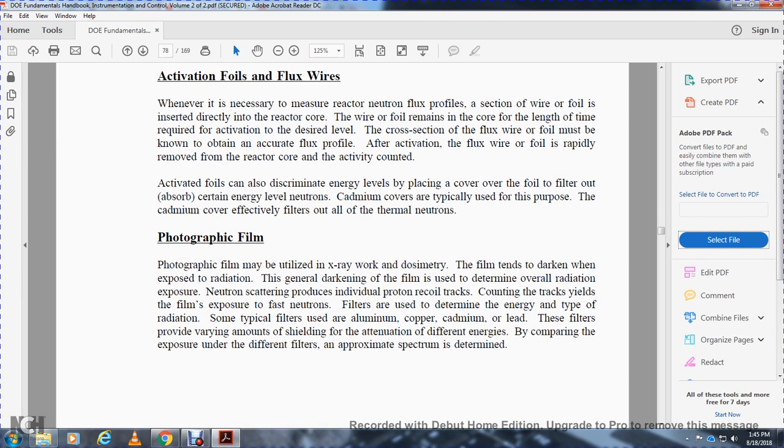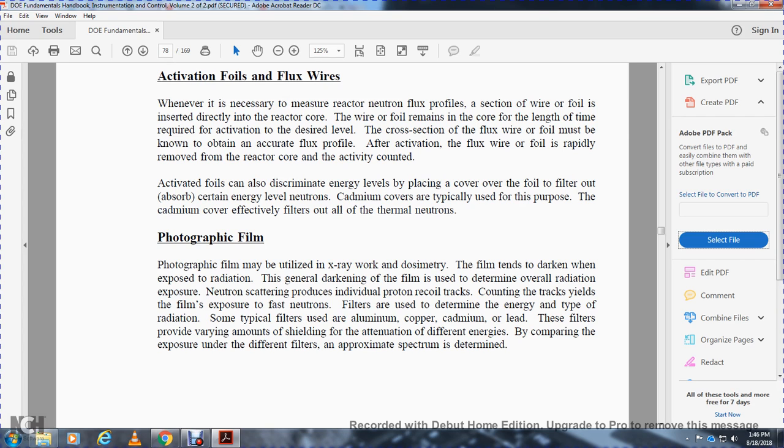All right, photographic film. Photographic film may be utilized as a dosimeter, like X-ray film, which darkens when exposed to radiation. The general darkening of the film is used to determine overall radiation exposure. Neutron scattering produces individual proton recoil tracks, and counting the track yield of the film exposed with fast neutron filters determines the energy and type of the radiation.